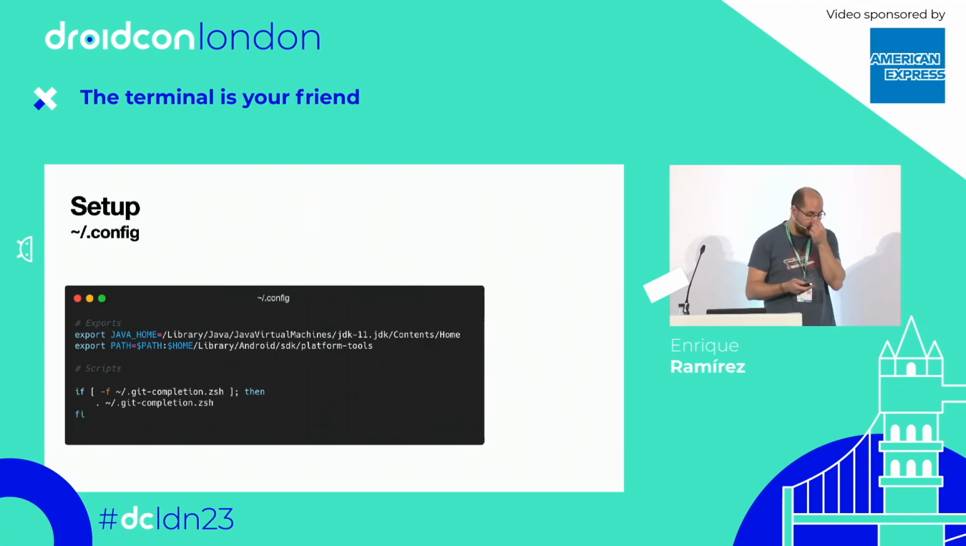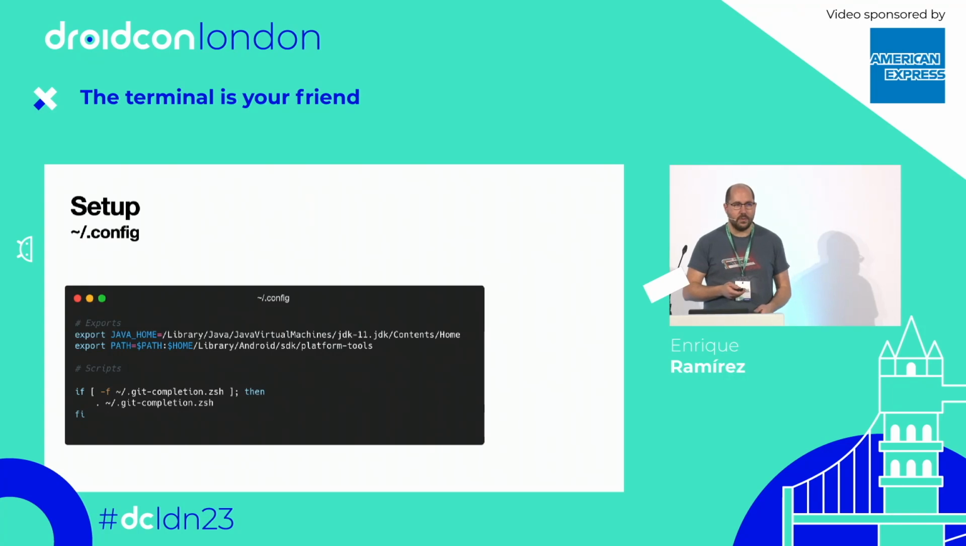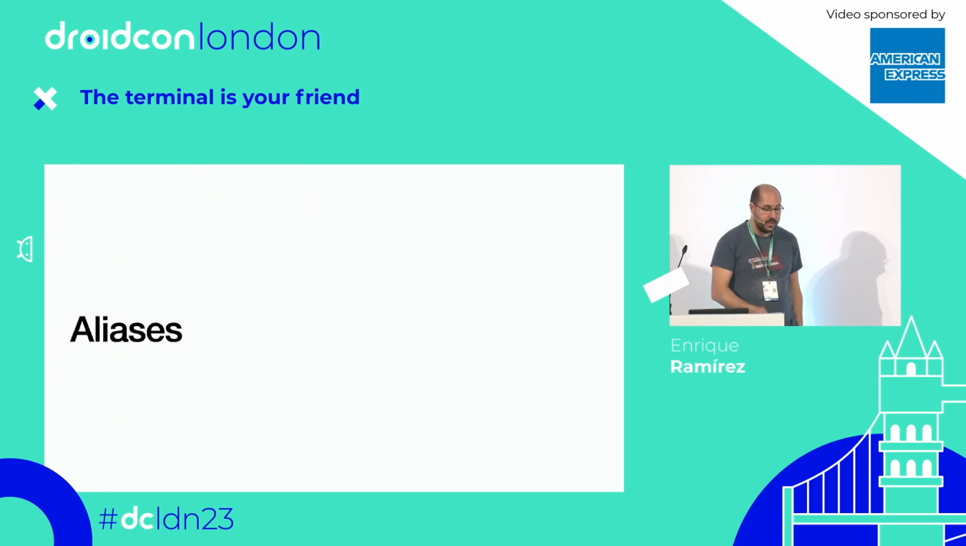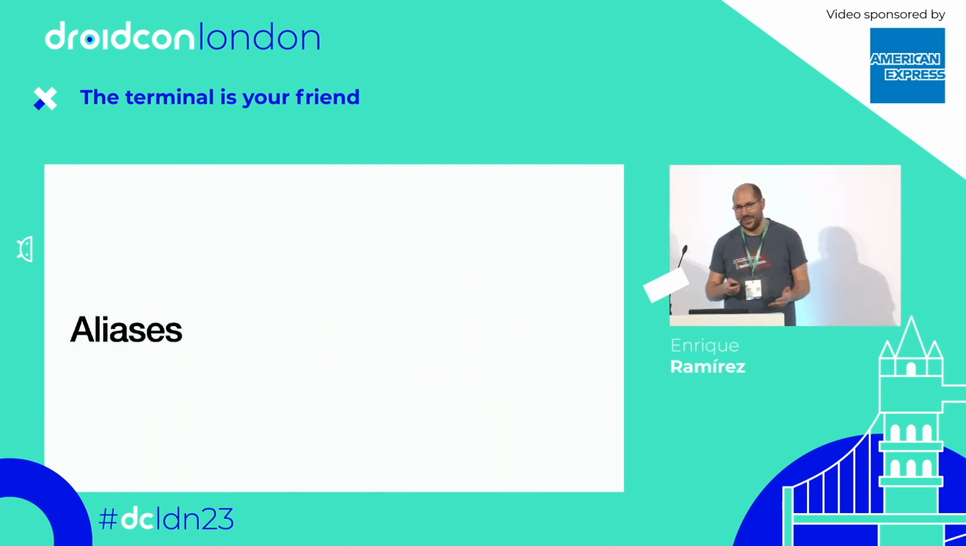The simple one I normally run, but you can run many others, is git completion. I think it's a cool one that allows you to see which branch you are in when you are in the terminal. But you can load loads and loads. So aliases, I think aliases are something I recommend everyone to get into if you don't know them already.